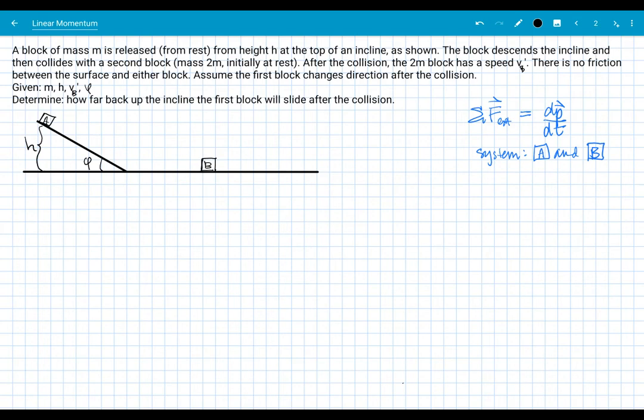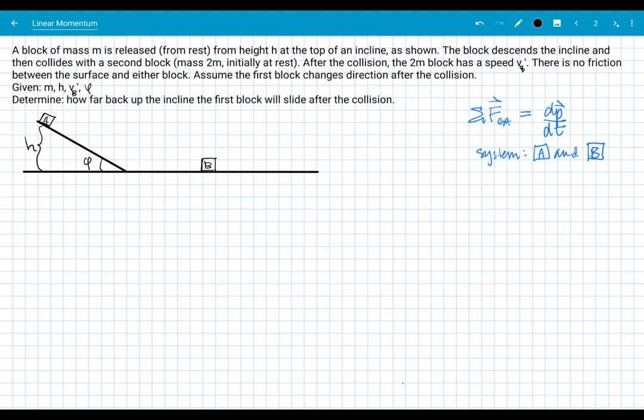Remember that we usually use energy analysis to analyze a process, and we usually use momentum analysis to analyze an event. And that event typically takes place over a very short amount of time. It is typically a collision or explosion. In this case, we have a collision. So we will use momentum analysis, but we will use it as applied to the collision only.